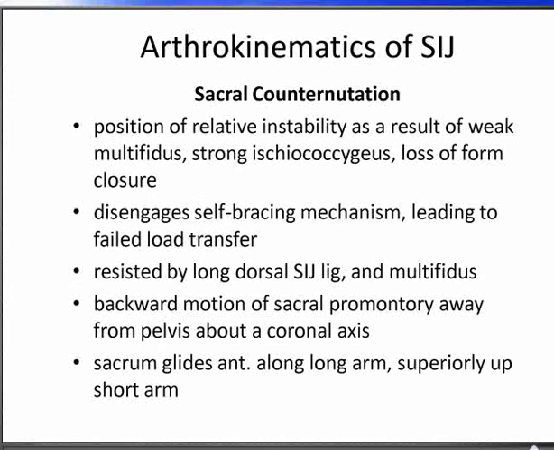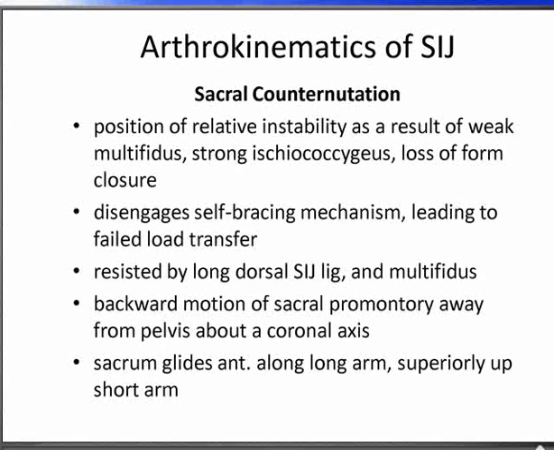Counternutation is a position of instability as a result of weak multifidus, strong ischiococcygeus muscles, or loss of form closure. Essentially, counternutation is an unlocked position of the SI joint. It disengages the self-bracing mechanism, and it can lead to failed load transference. This is where pain can start to kick in or start to set up an SI joint dysfunction. It's resisted by the long dorsal ligament and multifidus, so we want to think about those two structures in rehab.